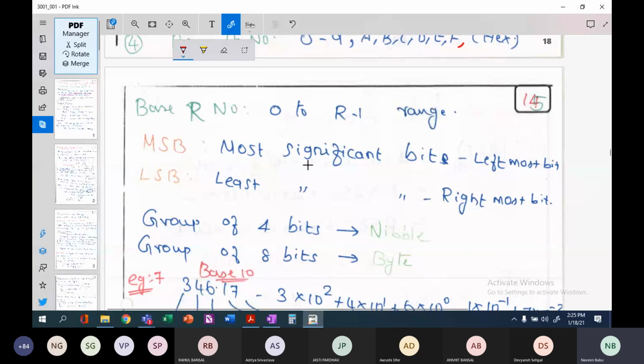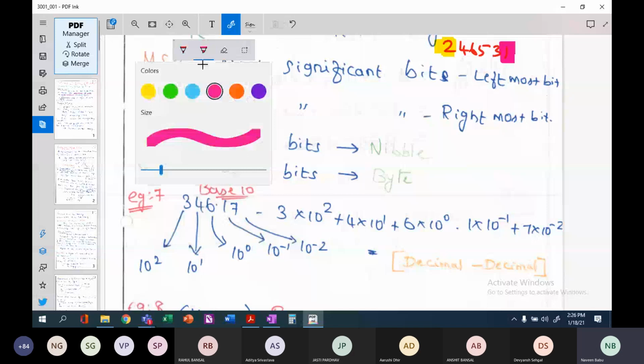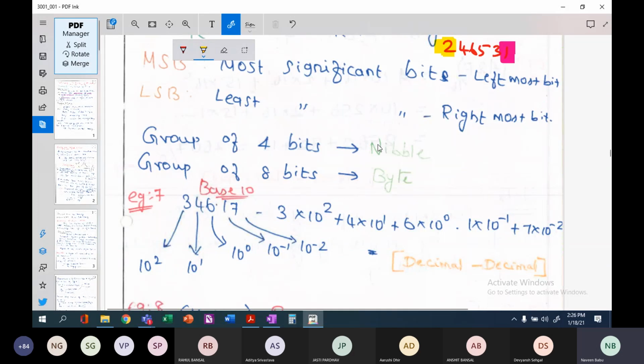Now you will need to understand what the most significant bit and the least significant bit are. Say I have a number 24653. The leftmost digit is called the most significant bit, and the rightmost digit is the least significant bit. In case of binary, 4-bit numbers we call a nibble, and 8-bit numbers we call a byte. You must have studied all this above. Now we are slowly moving on to conversions.